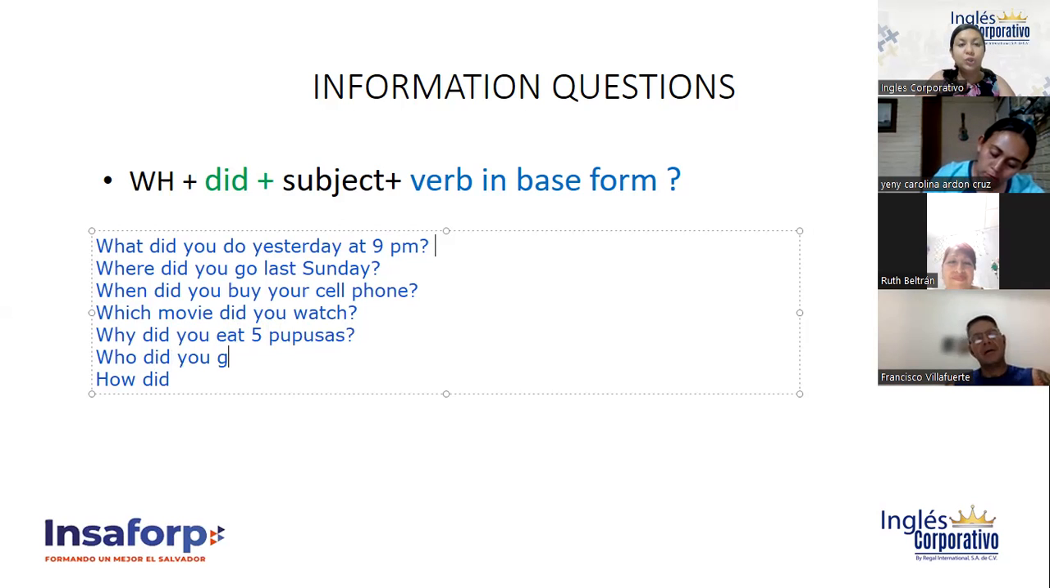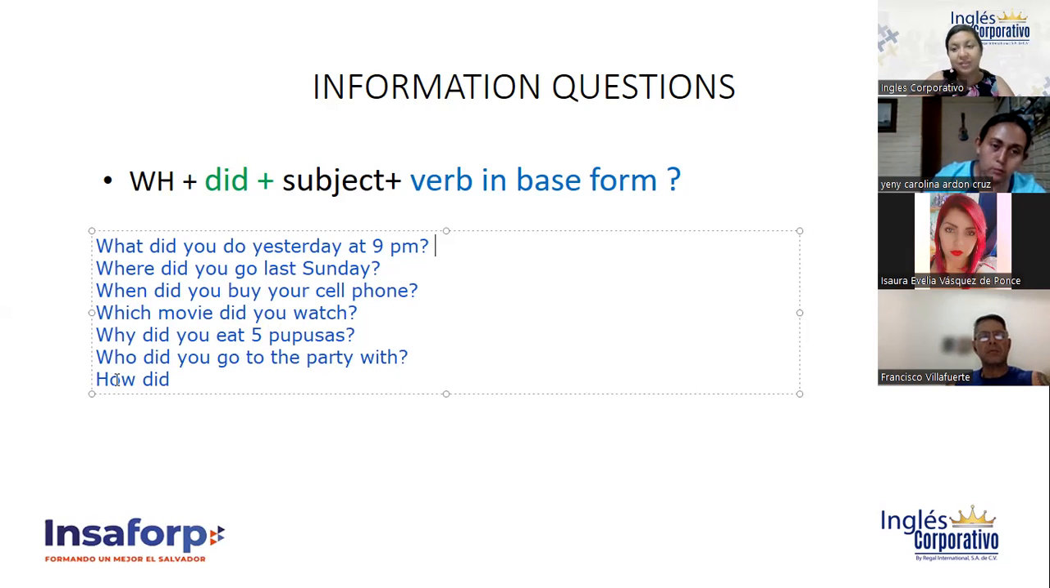Who did you go to the party with? ¿Con quién fue a la fiesta? Who did you go to the party with? Okay. How did you get there? ¿Cómo llegaste ahí? How did you get there? Okay, so WH, the auxiliary, the subject, verb.